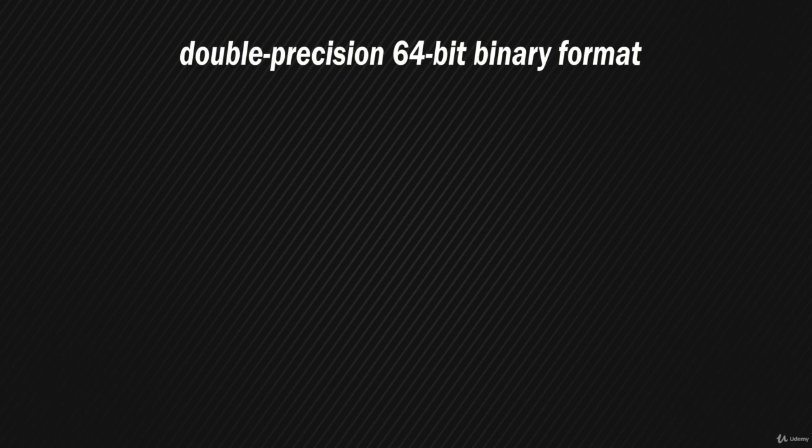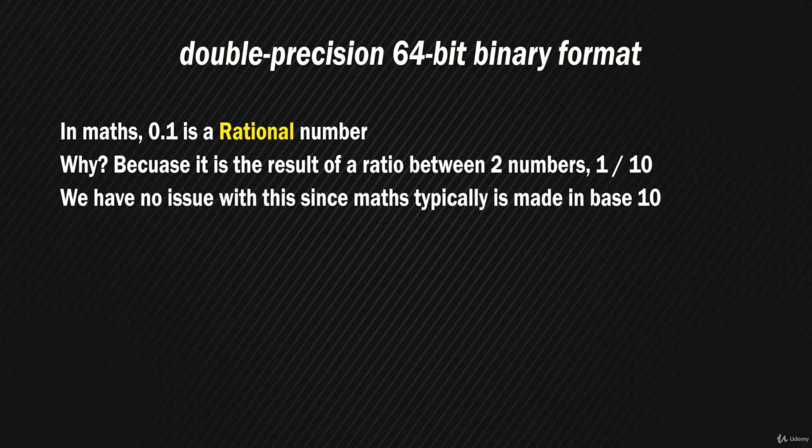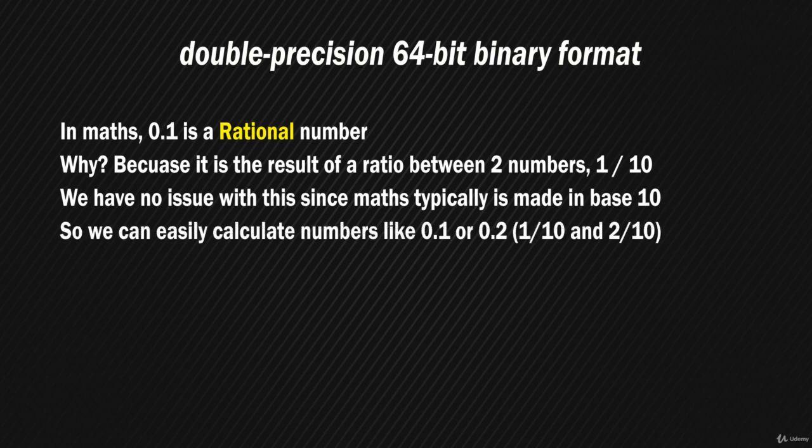What does this all mean in this context? Well, let's take another step back. In maths, 0.1 is a rational number. And all I mean by a rational number is that it's the result of a ratio between 2 numbers, a 1 and a 10. We have no issue with this because maths is typically base 10. So going 1 divided by 10 is doable in maths, and we know that's represented by 0.1.